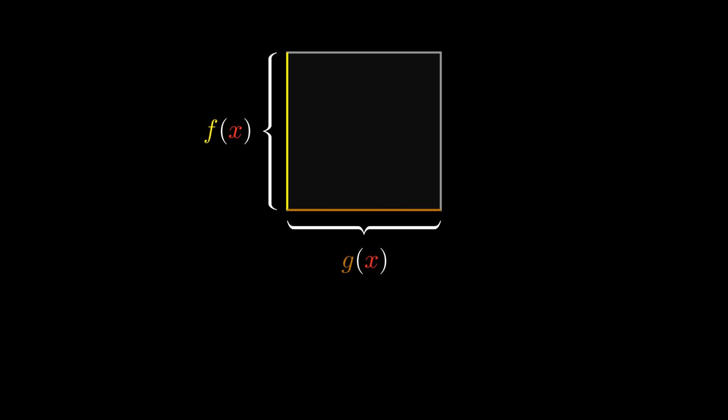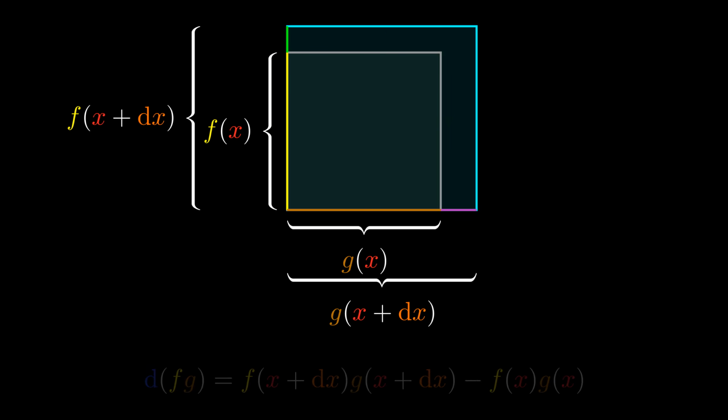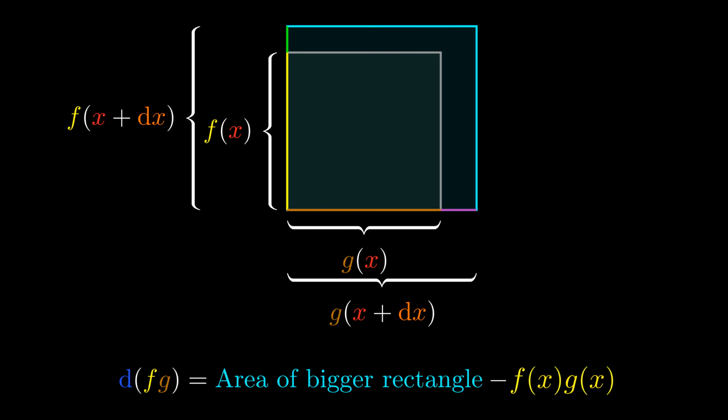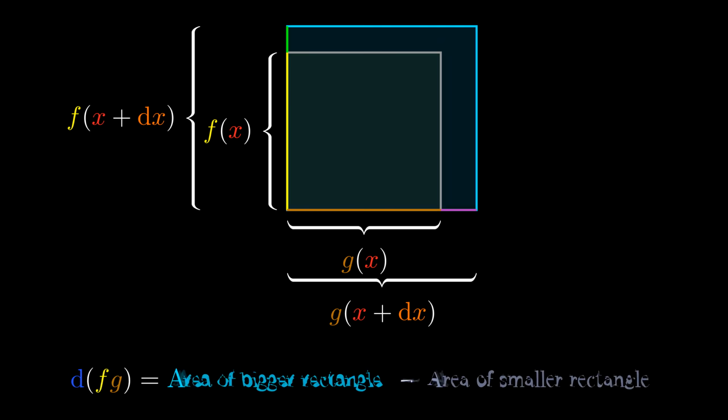Now what happens when we add a small amount dx to the input? f will change by a small amount, and g will also change by a small amount. Then the product of f of x plus dx and g of x plus dx is the area of this bigger rectangle. Looking at the step where we got stuck, we see that this first term is the area of the bigger rectangle and that this second term is the area of the smaller rectangle. Thus, the differential is equal to the area of this sliver.